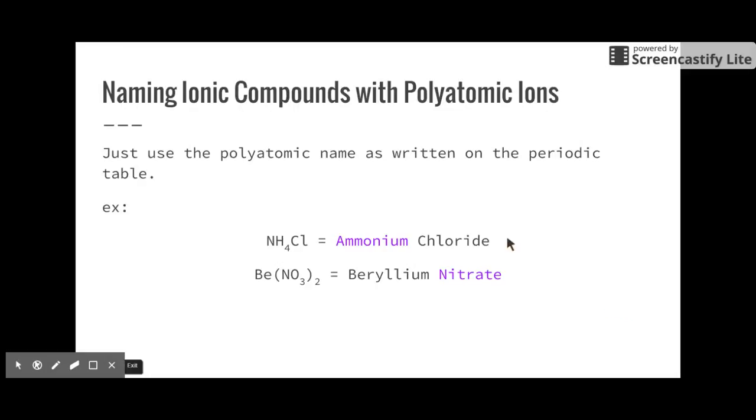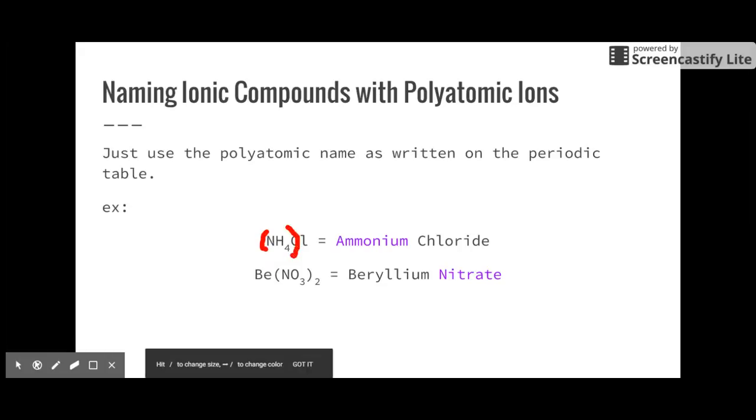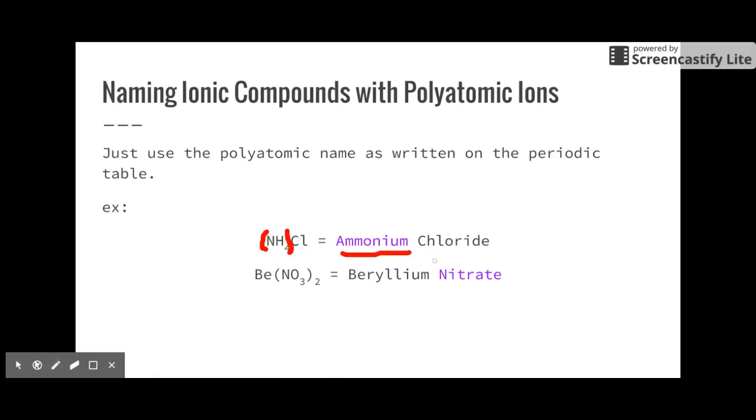Well, instead of changing the name to having an ending of "ide," you just use the name that was written as a polyatomic ion. I'm just going to pull the information from the periodic table. So right here, this NH4, there's my polyatomic ion, followed by chlorine. That polyatomic ion, NH4, is called ammonium. So I'm going to go ahead and name this ammonium chloride.